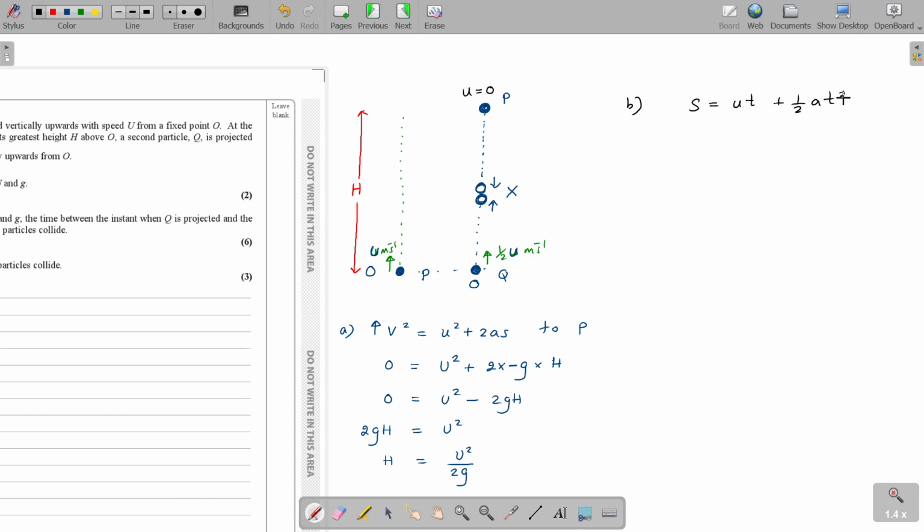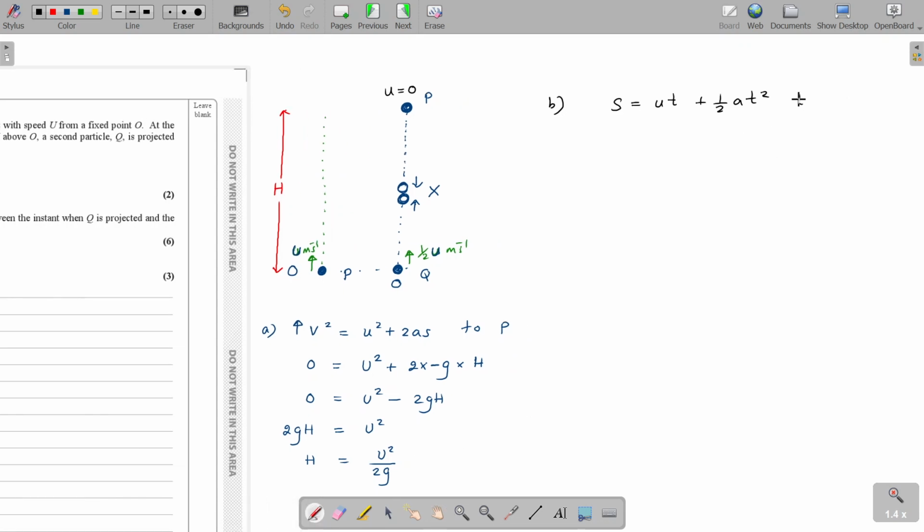I will first go with particle P. Are you with me? So particle P is going downwards. What's the displacement? Give a letter for particle P's displacement. We will use SP. So displacement of particle P is SP. Initial velocity is 0, because it's starting at the top. Initial velocity 0 into time, so the entire term becomes 0, plus half. It's moving downwards, so acceleration due to gravity G is positive, into T square.